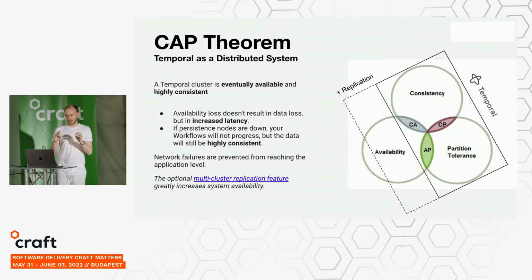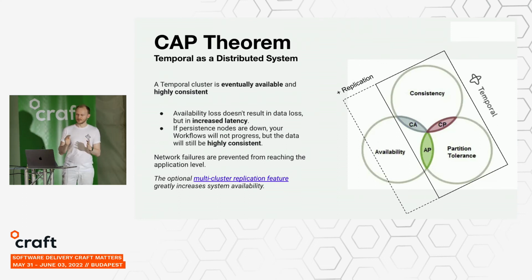So when the cluster goes down for whatever reason, whether you configured it wrong and the logs are overflowing the disk, or the data center loses power or something, it doesn't result in data loss, but increased latency. The workflows will take more time to process because the workers can't reach the cluster at the moment. And if any part of the cluster goes down, the data will still be highly consistent. It'll recover into a consistent state.